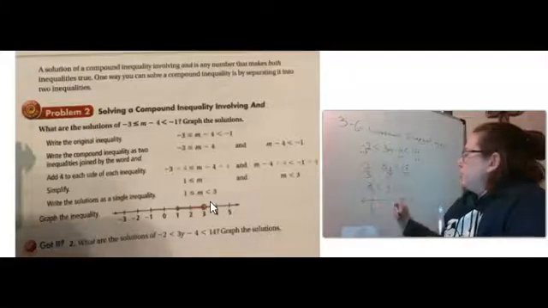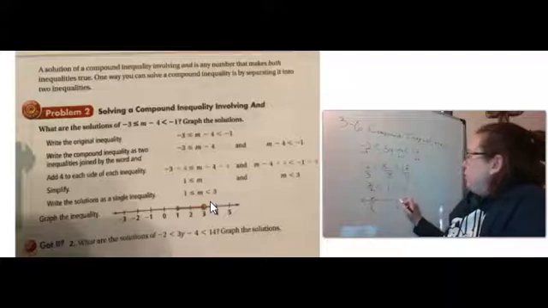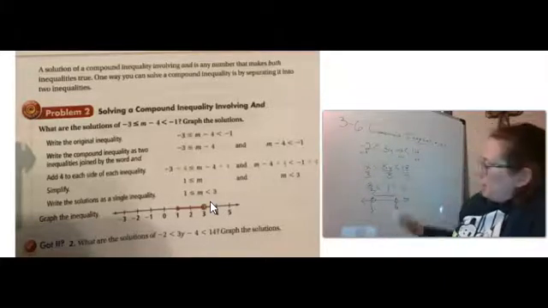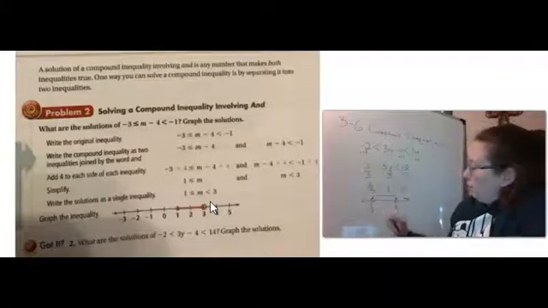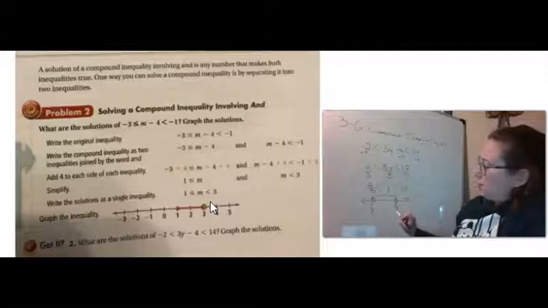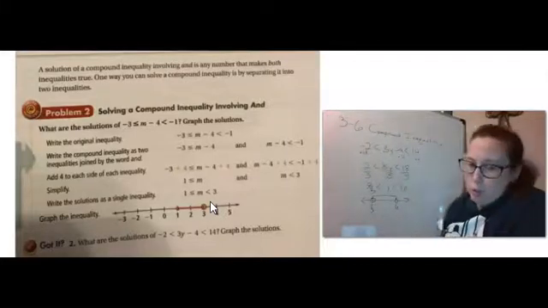When we graph that, we're going to just put our 2/3 and 6. They're both open circles because we had no or equal to. This is an and, so they're meeting in the middle. And we are saying by this graph that anything between 2/3 and 6 would be a solution for that inequality.